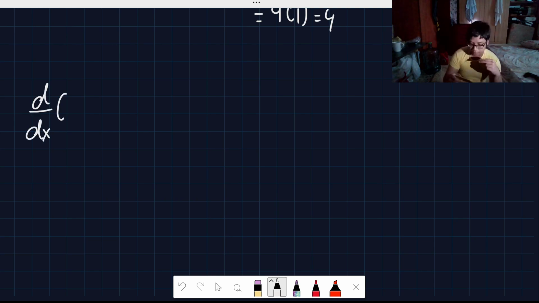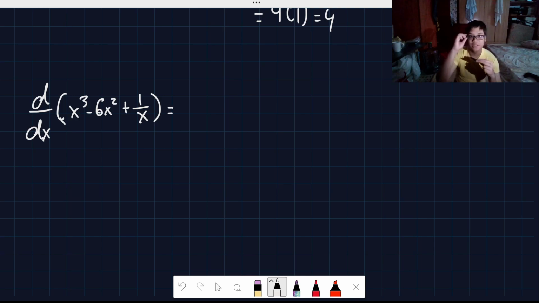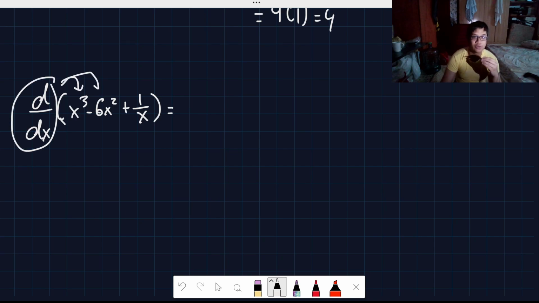We have the derivative of x cubed minus 6x squared, then plus 1 all over x. Okay. So first and foremost, we're going to apply the sum and difference rule of differentiation because all terms are separated by either addition or subtraction operation. So distribute the operator to each of the terms here.